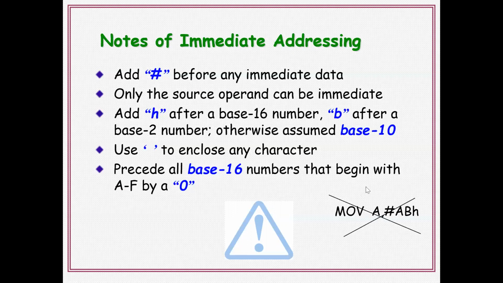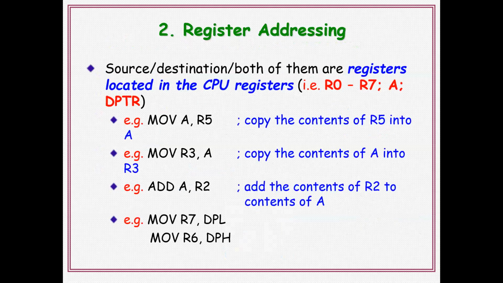Here, if you observe, MOV A, #ABh. The first letter is an alphabet letter, so we need to pass 0 before that letter. Otherwise, it is an invalid instruction. And next, register addressing mode.